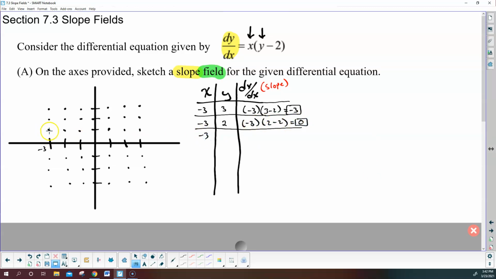That's this point right here. So -3, -1, and so on. I'm sorry, -3, +1. Almost made a mistake. That's this point right here. So plug in -3, plug in +1, and you see you get -3 times -1, which is a +3.